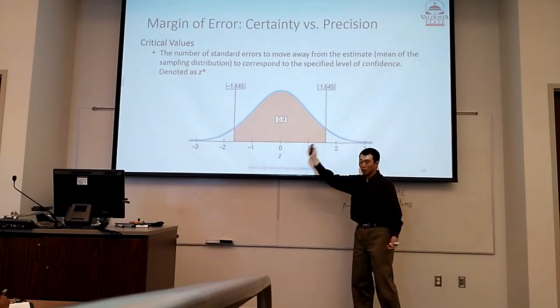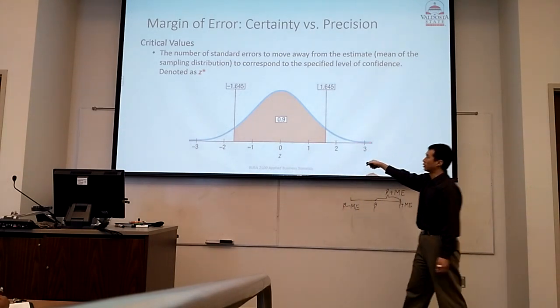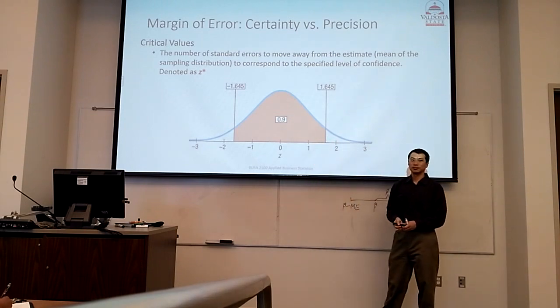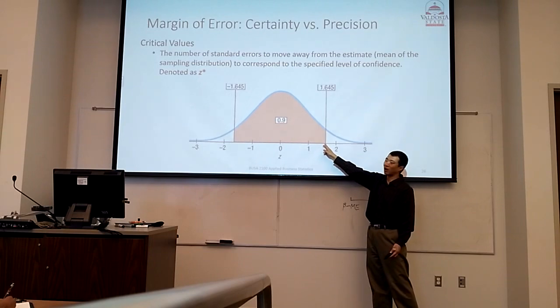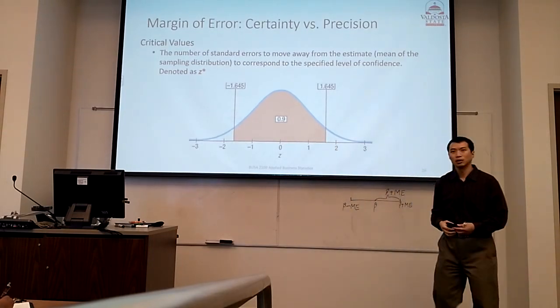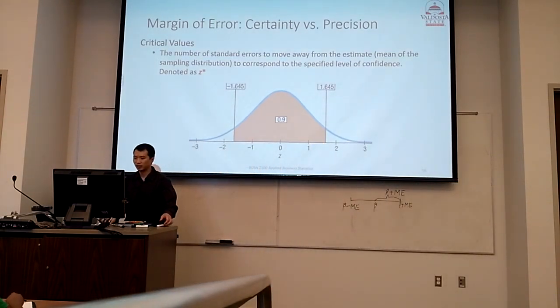And we know that this is a standard normal curve. And if this is 90% of the area, we can do the calculation to find this value. So let me show you how to find this Z star, how to find this critical value.